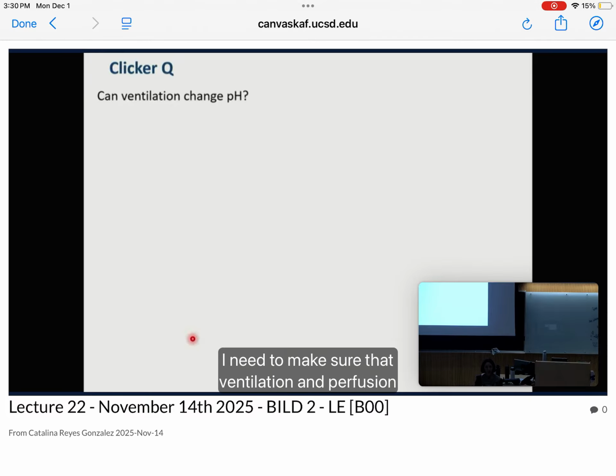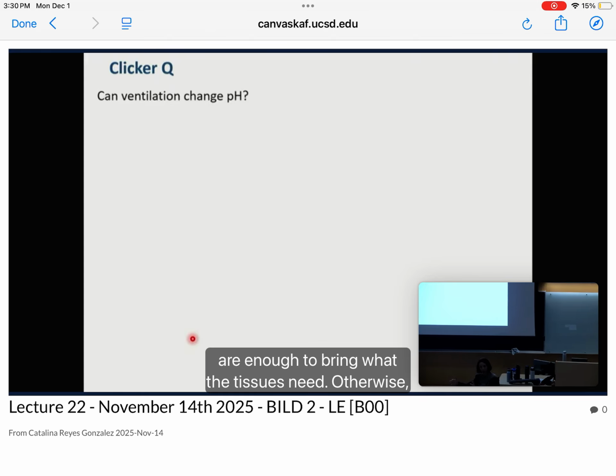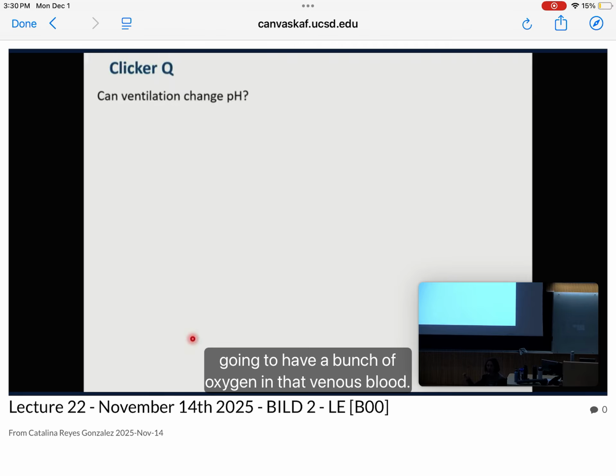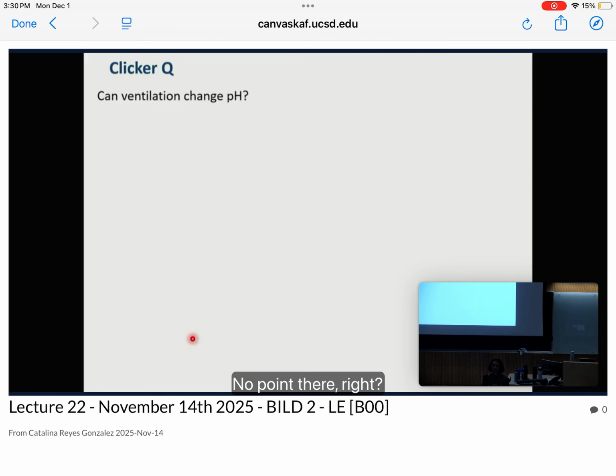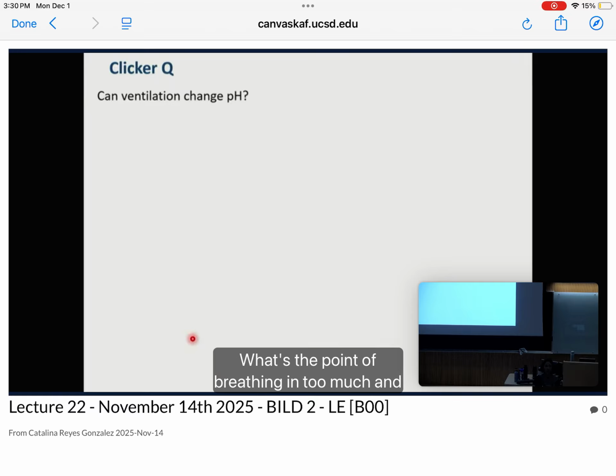I need to make sure that ventilation and perfusion are enough to bring what the tissues need. Otherwise, the tissues will extract what they need, and then I'm going to have a bunch of oxygen in that venous blood. No point there, right? Same idea, ventilation and perfusion need to be matched to each other. What's the point of breathing in too much and bringing too much oxygen if my cardiovascular system cannot take it to the tissues? It's useless. Same idea, if my cardiovascular system keeps perfusing, but I'm not ventilating enough, then I'm going to bring blood that is not fully saturated to the tissues. So those three need to go hand in hand, right?